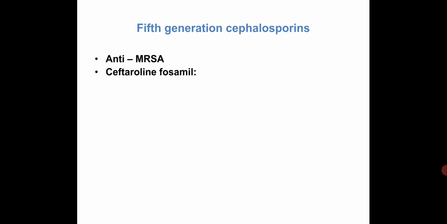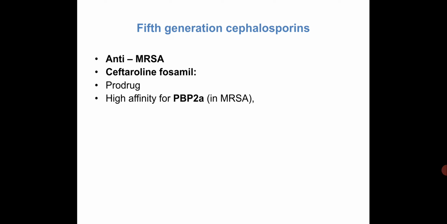In fifth generation cephalosporin, we have two drugs. It is ceftaroline and ceftobiprole. So this ceftaroline fosamil is a prodrug. This fifth generation cephalosporin is also called an anti-methicillin resistant Staphylococcus aureus cephalosporin. Okay, so it is effective against methicillin resistant Staphylococcus aureus also.